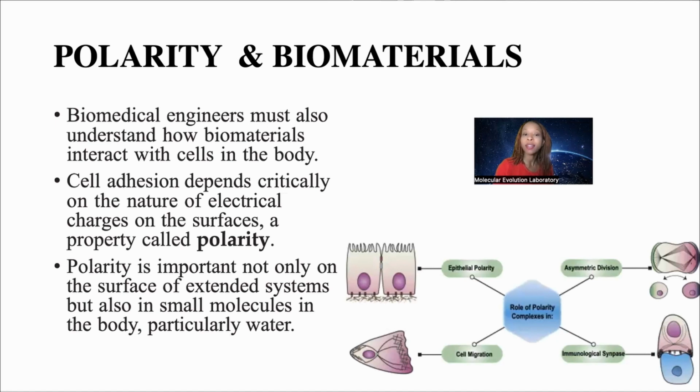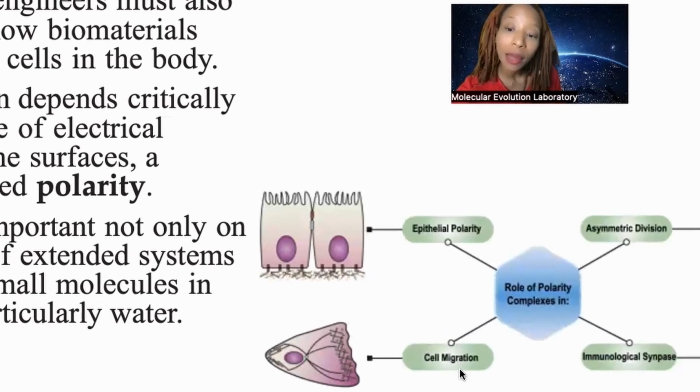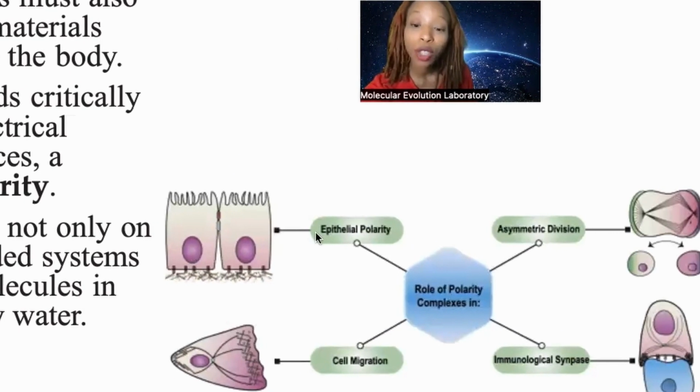Biomedical engineers must understand how biomaterials interact with cells in the body. Cell adhesion depends critically on the nature of electrical charges emitted from the surface of the cells, and you basically call this polarity. Polarity is important not only on the surface of the extended systems, but also in small molecules in the body, particularly water. So cell polarity allows the neighboring cell to respond to cues based on what is projected on the surface of the cell.